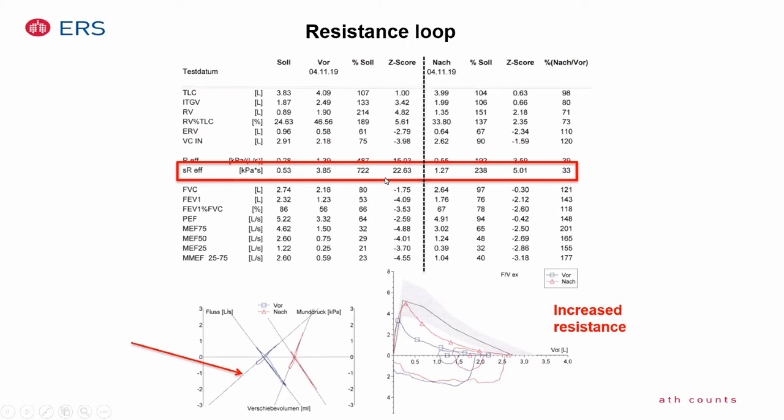If you look then at the value, the resistance is markedly increased, 700% of the normal value, of the predicted value, which corresponds to 22 standard deviations. It's very, very high. And after salbutamol inhalation, the Z score is still very elevated, but much better. You have a 2/3 decrease of these initial values. So you can say it's an increased resistance.